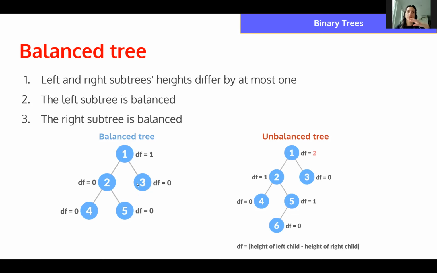Notice that it doesn't mean that it's symmetrical. It really matters about the height. And then if we look on the right, this is an unbalanced tree because our left subtree has a height of 0, 1, 2, 3. And the right subtree only has a height of 0, 1. So that difference is greater than 1. So it is unbalanced.